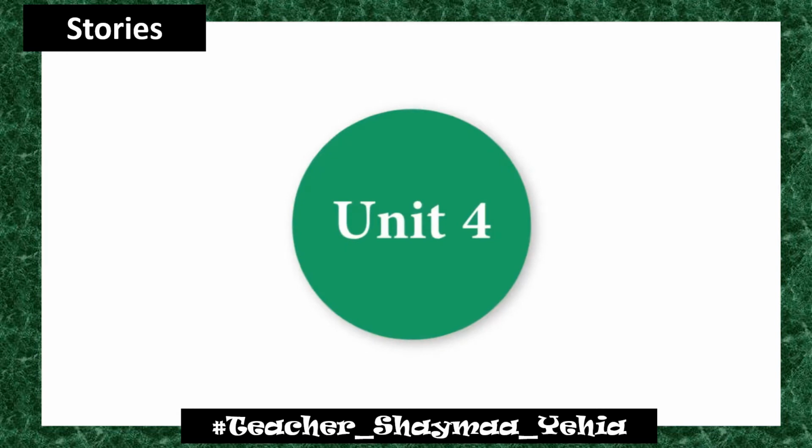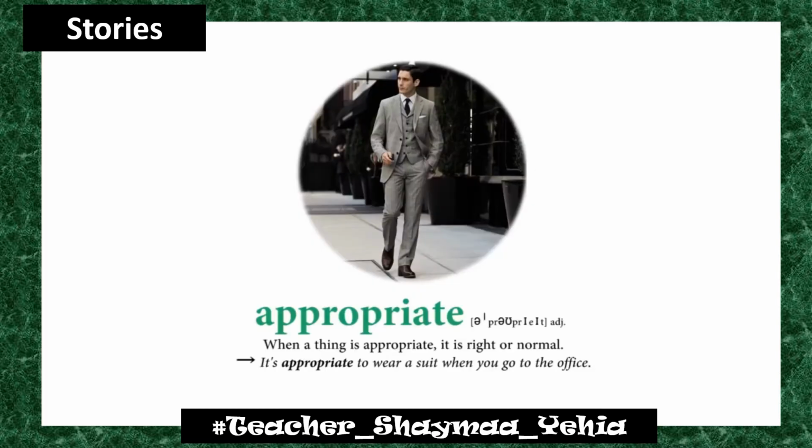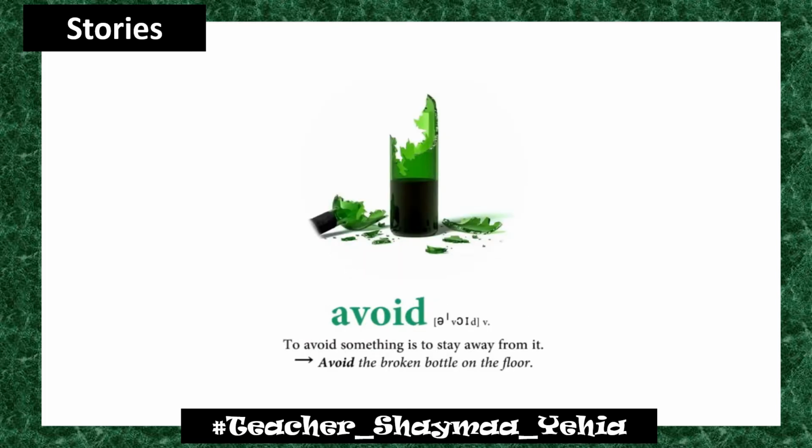Unit 4. Word list. Appropriate. When a thing is appropriate, it is right or normal. It's appropriate to wear a suit when you go to the office. Avoid. To avoid something is to stay away from it. Avoid the broken bottle on the floor.